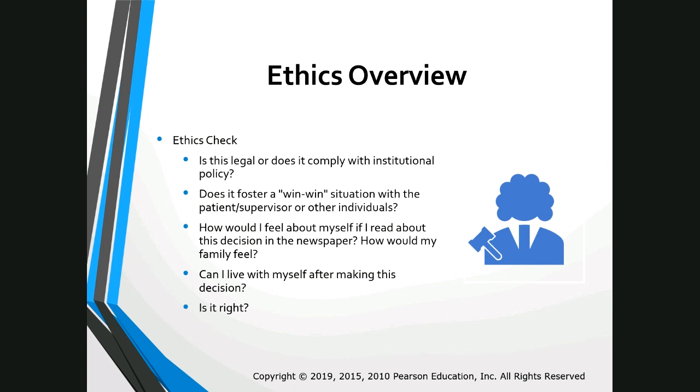So there's the ethical check. Is it legal? Does it comply with institutional policy? Does it foster a win-win situation with the patient or supervisor or other individuals? How would I feel about myself if I read about this decision in the newspaper? How would my family feel? Can I live with myself after making this decision, and is it right? These are simple ways to check yourself to evaluate difficult situations. There is an example in Box 3.1, an example of ethical behavior for a healthcare worker, that I would like you to review.